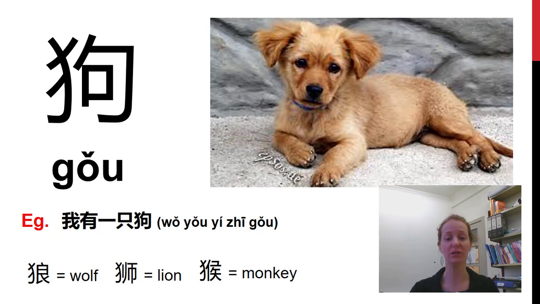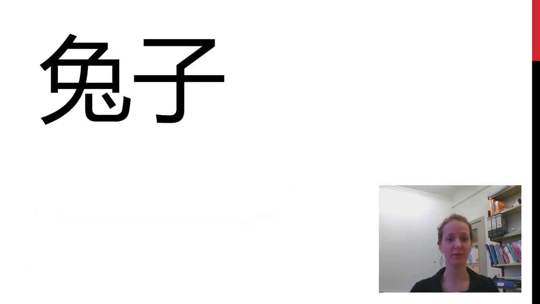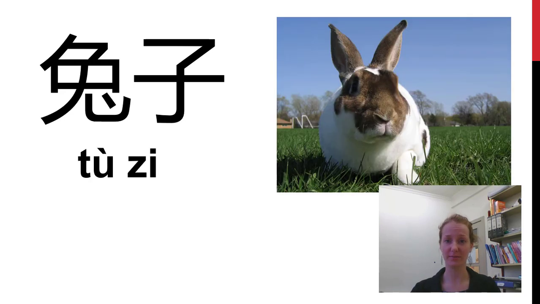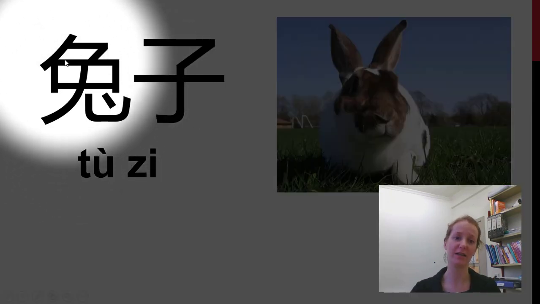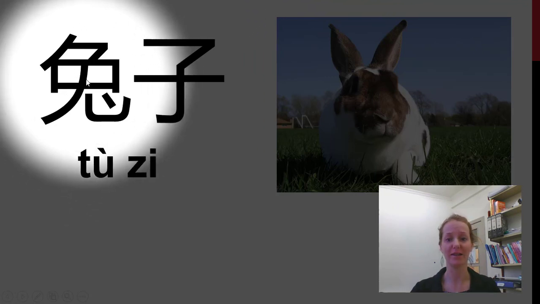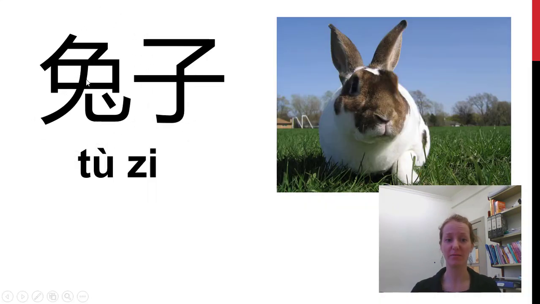我有一只狗。这是什么？这是兔子。兔子。So I always imagine this one as like the rabbit's face with its wee mouth and maybe a lopsided ear, and maybe it's even wearing glasses. So come up with some ways that you can imagine how to recognize this character. Imagine the picture.